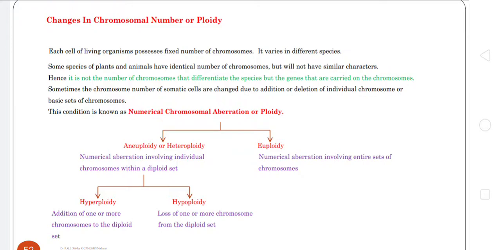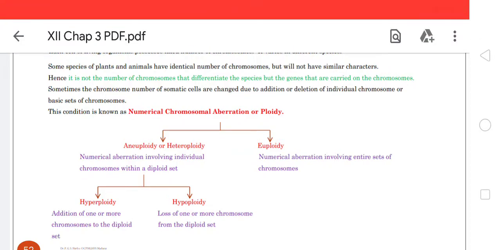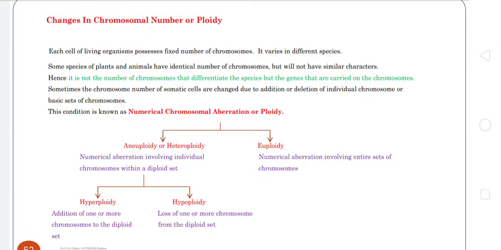How do we know whether the mutation has occurred or not? Gene mutation is not possible to analyze, whereas chromosomal mutation can be detected by microscopic examination, genetic analysis, or both. So chromosomal mutation is divided into two types, based upon the number as well as the structure. So we have to call them chromosome number mutation and chromosomal structure mutation.